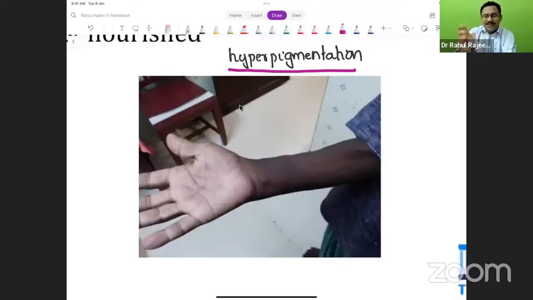Something I did not just tell you in the history is, I did not want to make it too obvious, because the patient himself had this pigmentation. So he is having significant hyperpigmentation. So prolonged fever, black hyperpigmentation. What is it? Yeah, fantastic.